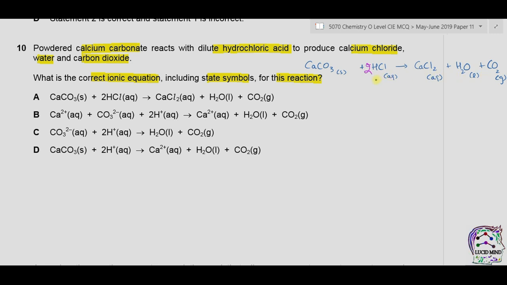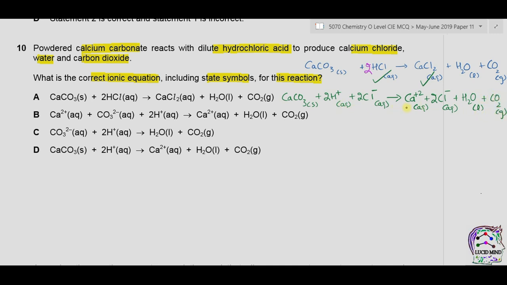Now for writing the ionic equation, we have to convert aqueous parts into their respective ions, while solid, liquid and gas are not converted into ions. So rewriting this equation, we can write calcium carbonate solid. HCl will be converted into its ions, which is H+ and Cl-. Again, calcium chloride is written in the form of ions, which is Ca2+ aqueous, and as there are 2 chlorines, 2 chloride ions will be formed. Water and carbon dioxide will be written as they are.